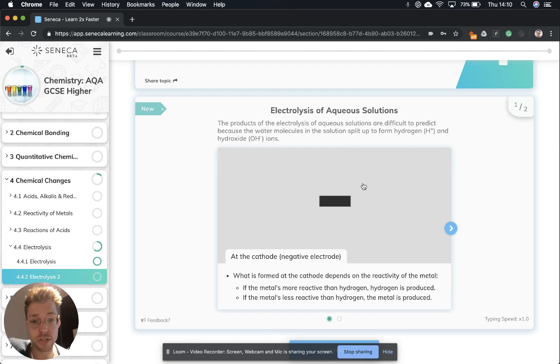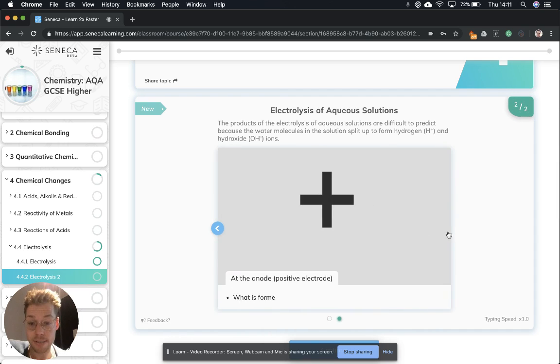Electrolysis of aqueous solutions can be a bit more difficult to predict. What happens is water splits to give hydrogen ions and hydroxide ions. And at the cathode, which is the negative electrode, if the metal that we have is more reactive than hydrogen, we make hydrogen. If it's less reactive than hydrogen, we make a metal.